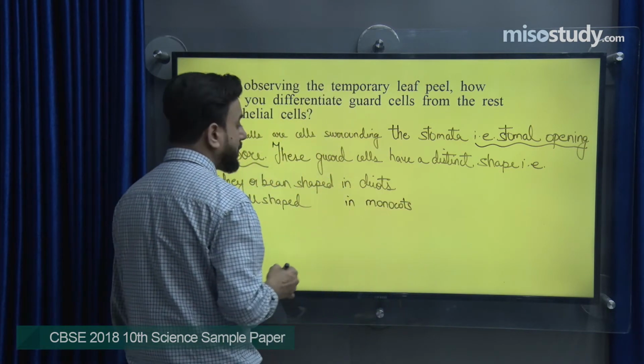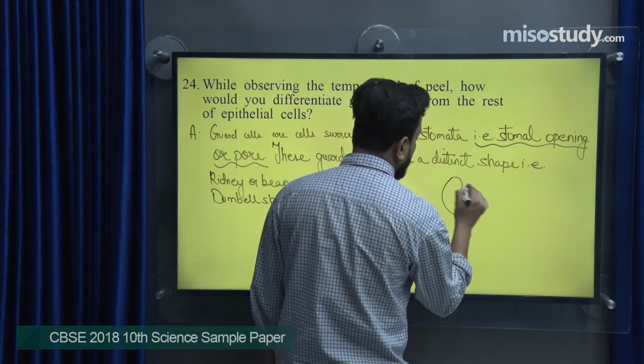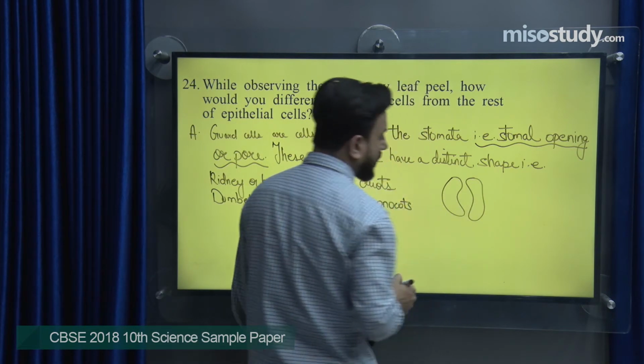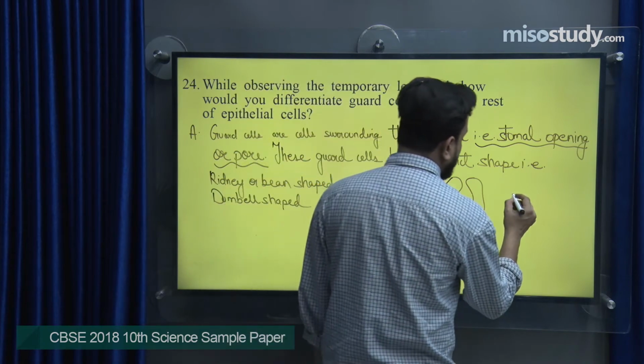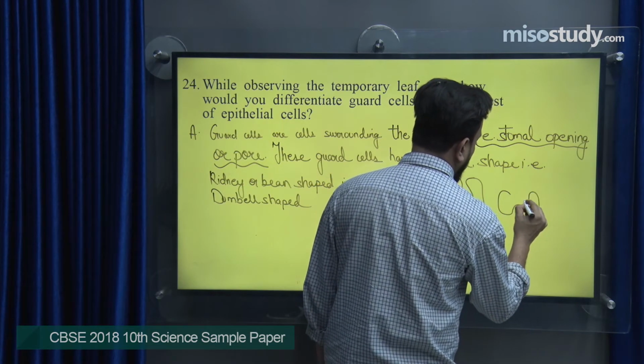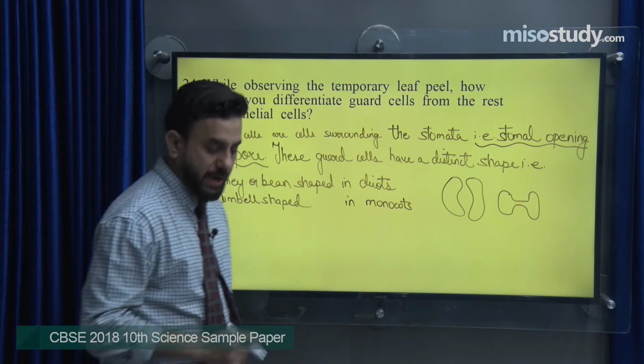Okay, what is a kidney or bean shaped? Something like this, right? And what is a dumbbell shaped? Something like this. Okay.